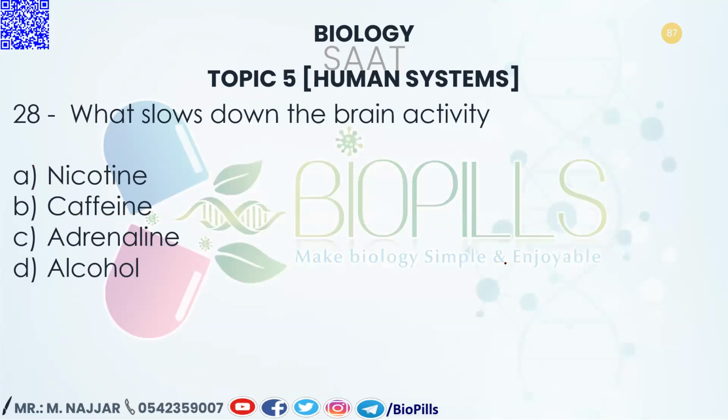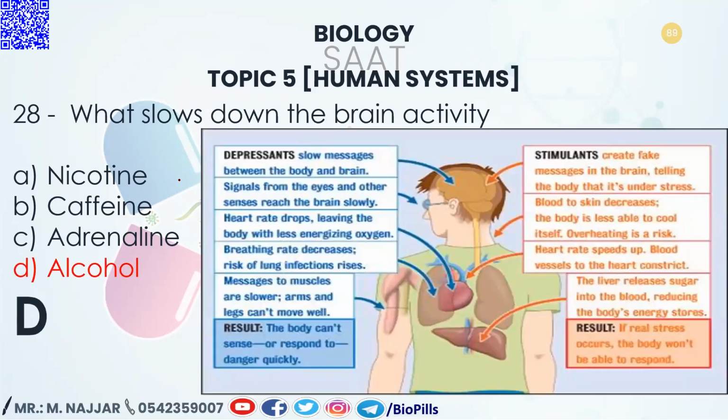Question number 28. What slows down the brain activity? A. Nicotine, B. Caffeine, C. Adrenaline, D. Alcohol. That's correct. The correct answer is D. Alcohol. All of those are stimulants. The alcohol is the only depressant here.